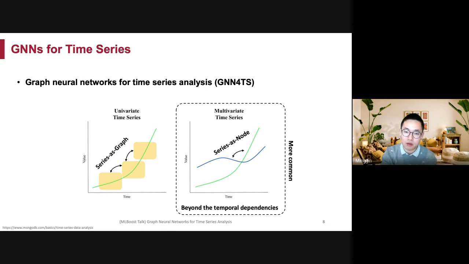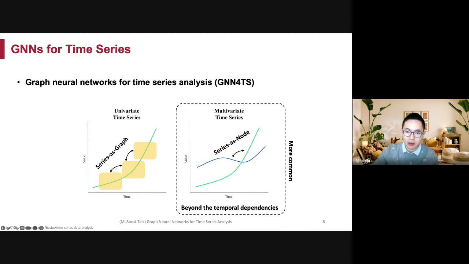But no matter what method you leverage, you can learn the graph structure here. And by using the graph neural network, you are trying to model the dependencies between these patches here. That's about the temporal dependencies you're trying to discover. So this is about how we use the graph neural network to model a univariate time series. And this is more common in learning the representation of the entire series, for example, to do the classification. So this is more common in that scenario.